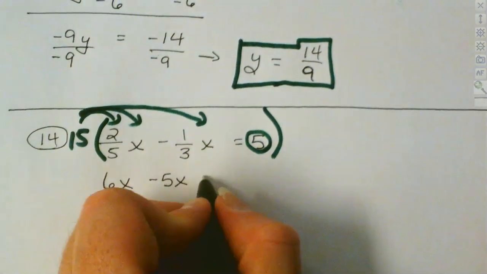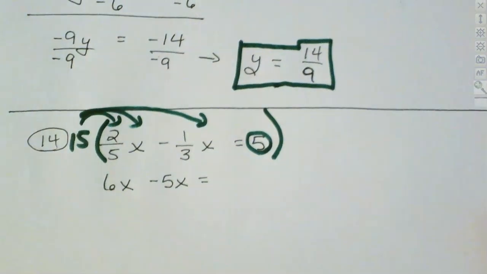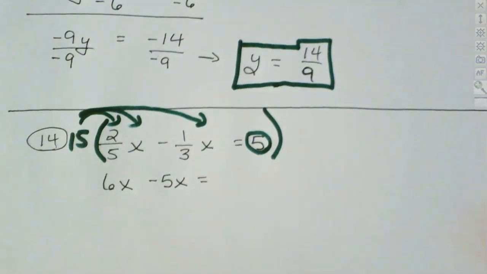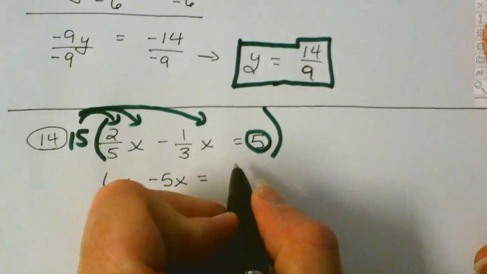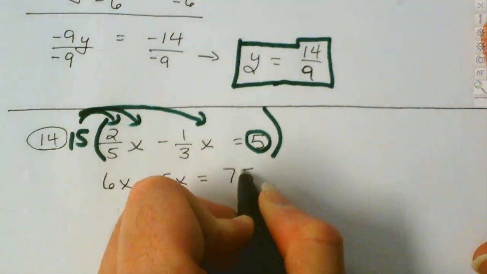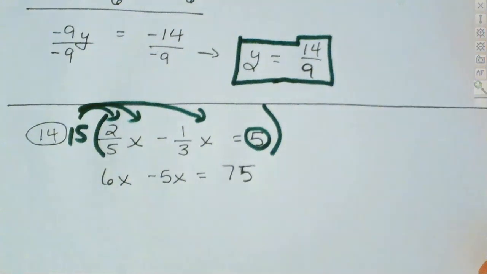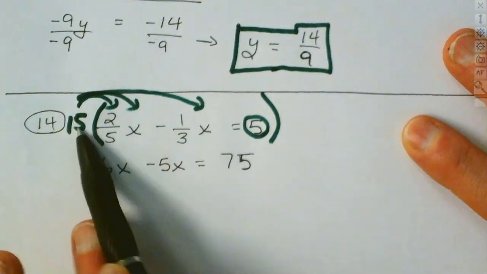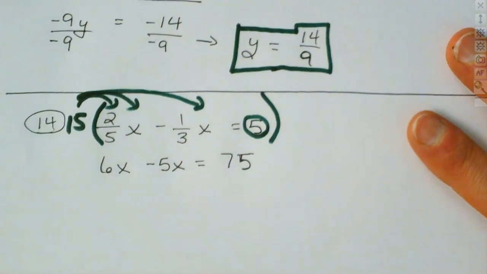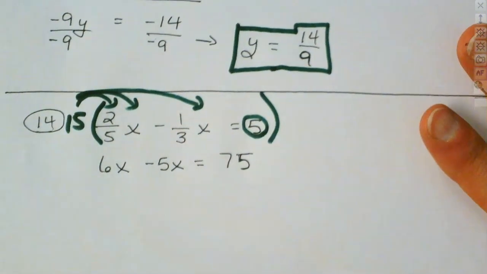Where do students make a mistake? The most commonly made mistake is right here. 15 times 5. You have to multiply it. 15 times 5, that's your 75, isn't it? Make sure you don't just leave it as a 5. It has to be distributed through. That is the most commonly made mistake. Each and every part gets that 15. Even if it's a whole number, it still gets it.